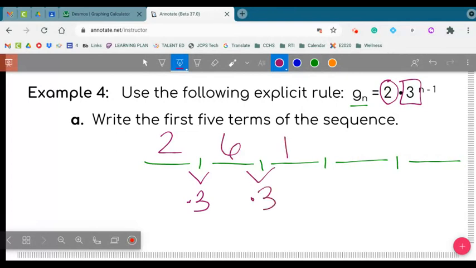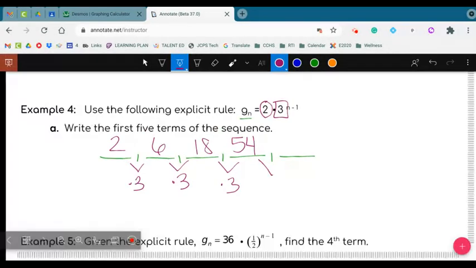6 times 3 is 18. 18 times 3 is, I'm going to have to get my calculator out for this one, 54. And then if you multiply by 3 again, you're going to get 162. So those are my first 5 terms for the sequence. So you just have to make sure you can identify the first term and what you're multiplying by each time.